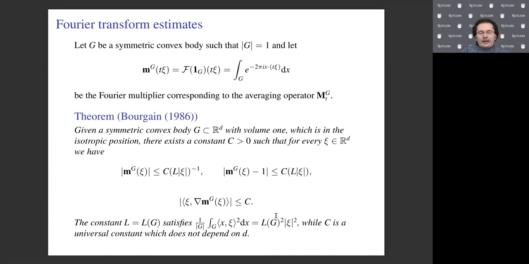But this is what is important in our argument: the estimates for the Fourier transform corresponding to our averaging operator. Our Hardy-Littlewood averaging operator on the Fourier transform side corresponds to the multiplier which is the characteristic function of the convex symmetric body. Here we assume that our convex symmetric body is normalized to have mass one. And so a remarkable result of Bourgain is the following theorem, which provides the estimates for this Fourier multiplier in terms of the isotropic constant. He was able to show that if we have a symmetric convex body which has volume one and which is in the isotropic position, then there exists a constant such that for every vector we have the following bounds. These bounds correspond to the van der Corput estimate at infinity.